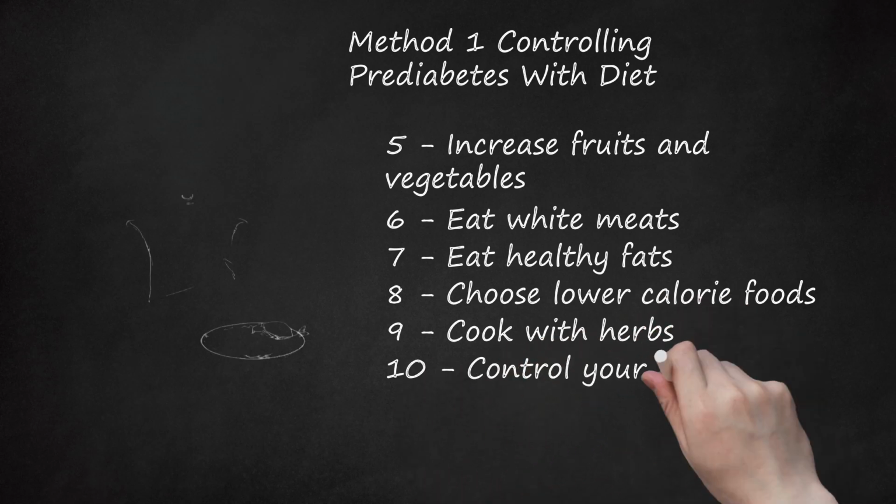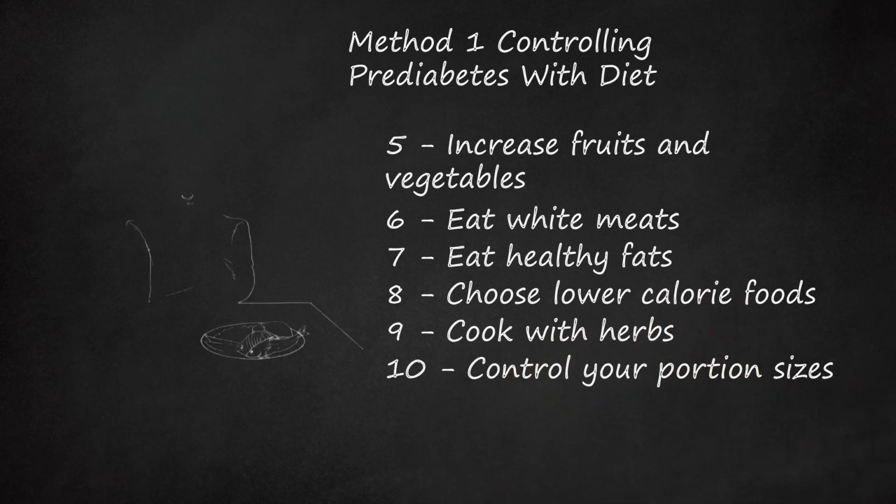10. Control your portion sizes. Overeating can lead to obesity, which can lead to your body being insulin resistant, and eventually to T2D. Control how much you eat at meals. Use a smaller plate, like a salad plate. Refrain from eating seconds. Eat slowly and savor each bite.